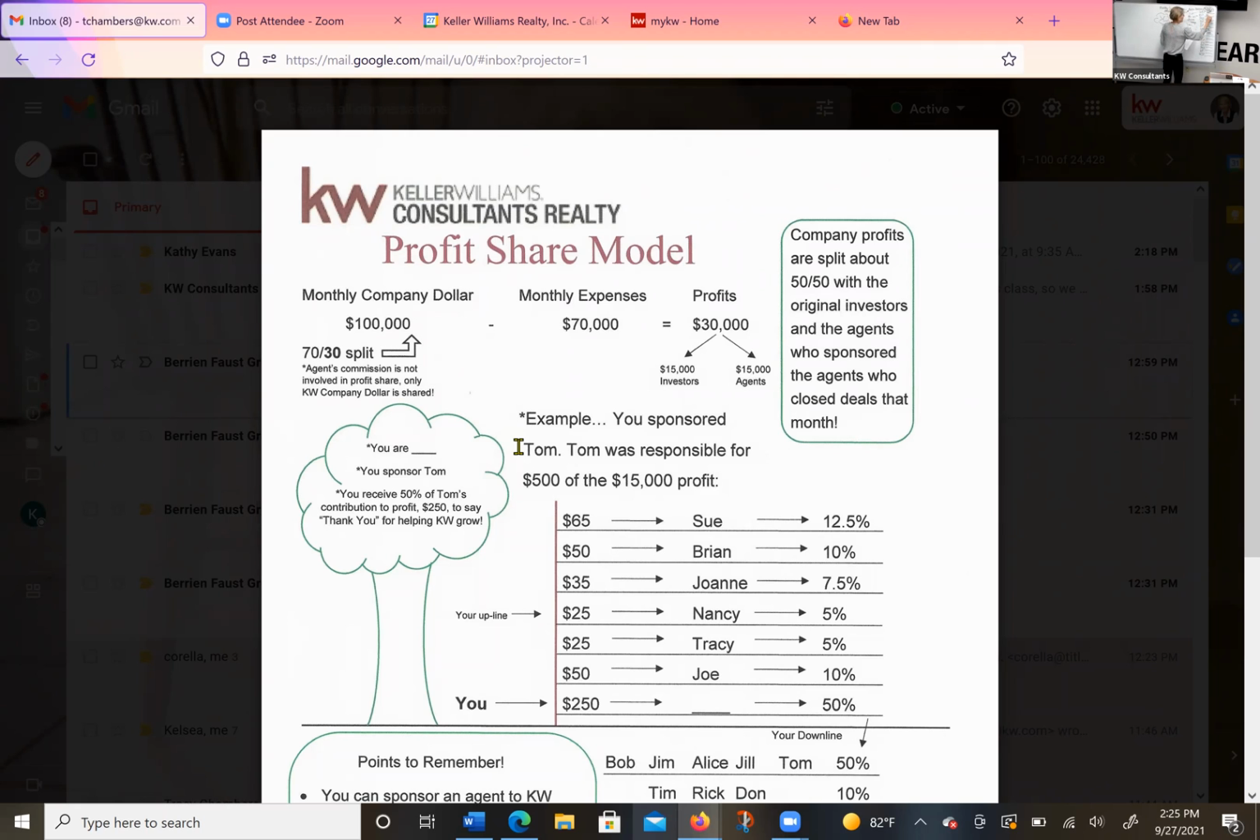Now that doesn't seem like a whole lot of money. This one seems like a whole lot of money to me. But that's just one person. What if I had multiple people with my downline? Then all of those get to add up, okay?